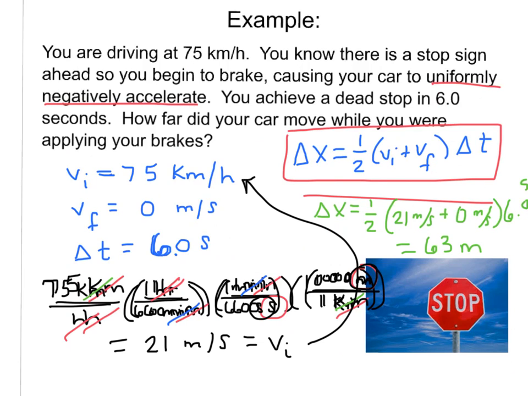And if you look at this, the units right here are going to be in meters per second. So the second here for the time cancels out with the second in that unit, and we're left with just meters. So my displacement, how far my car moved while I was negatively accelerating, is 63 meters.